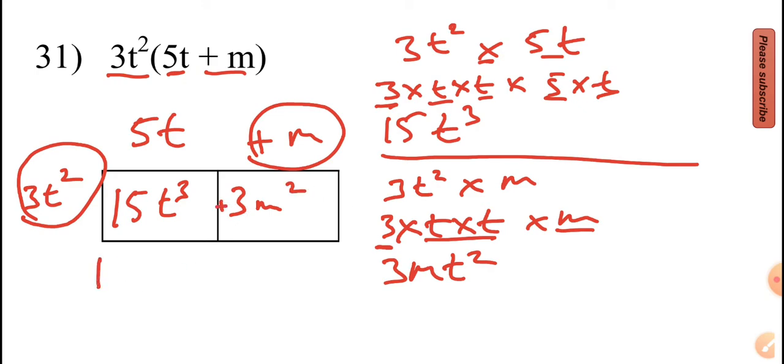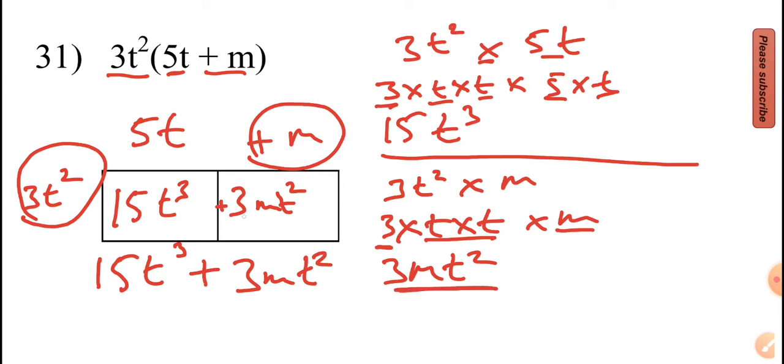So the final answer is going to be 15t cubed plus 3mt squared. So 3mt squared, should have copied down 3mt squared there. So the final answer is 15t cubed plus 3mt squared. So this is the final answer.